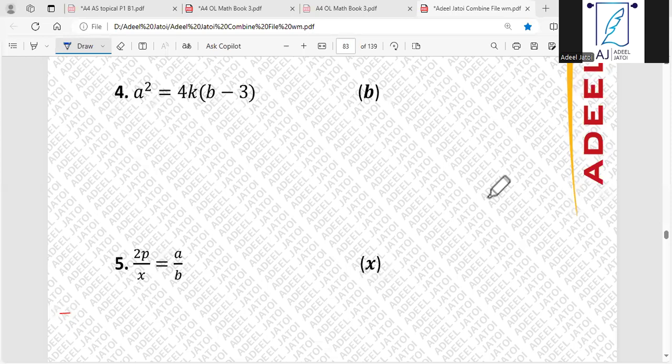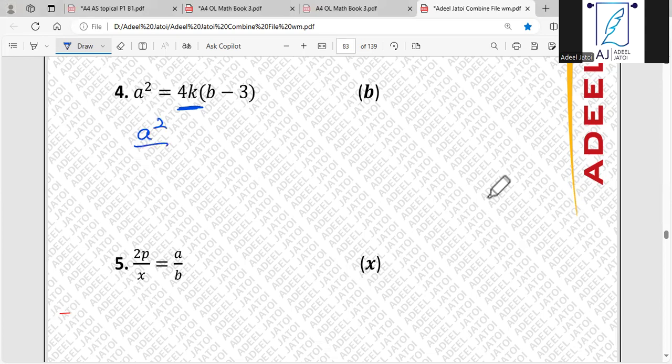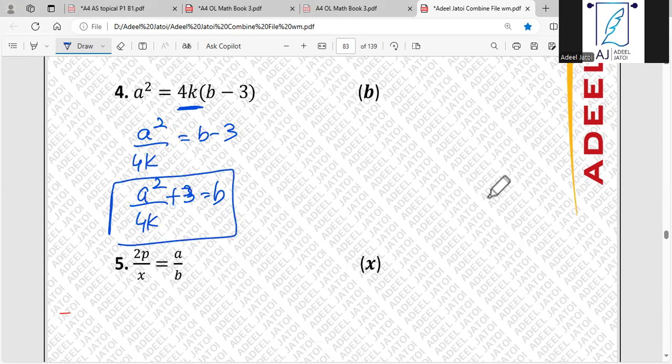We have to make b the subject from question number 4. So what we see is 4k being multiplied. It will be divided on the other side, right? So this should be a square upon 4k, which will be b minus 3. So minus 3 will go on the other side to become what? Positive 3. So this will be a square upon 4k plus 3.